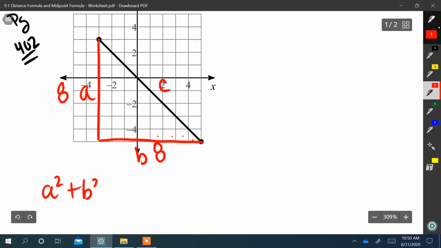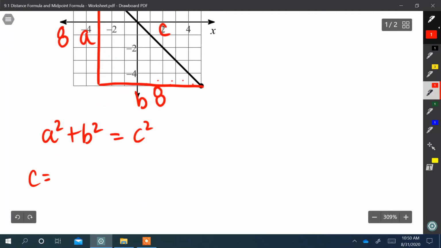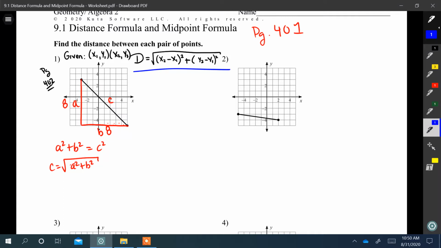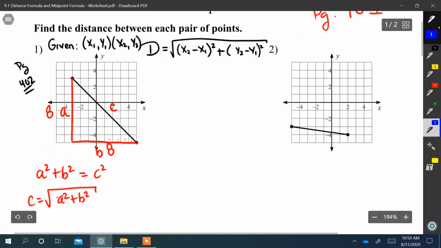Do you guys remember this? A squared plus B squared is equal to C squared. Don't you think I'm able to find C? Well, if I find C, that would be the square root of a squared plus b squared. That is exactly what the distance formula is. As you can see, those two are very similar. So the distance formula actually comes from the Pythagorean theorem. Okay, now I do want to use the distance formula here.